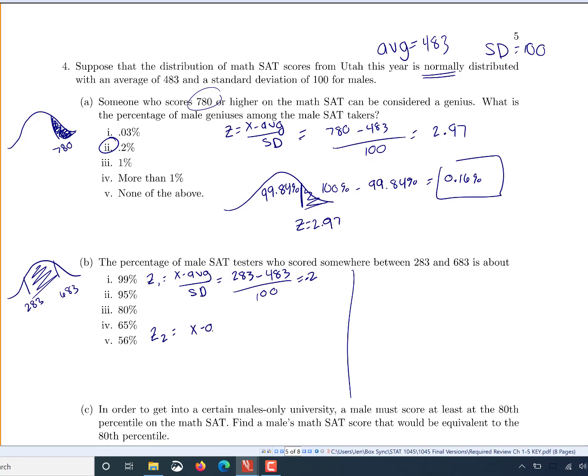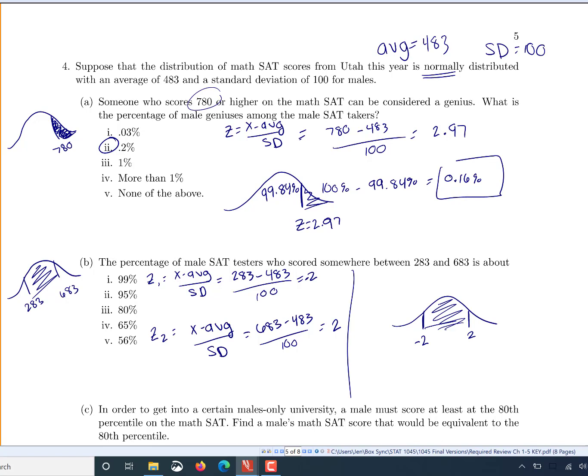Let's do our second one. Again, X minus average over SD. So my second number I'm interested in is 683. So 683 minus 483 over 100 gives me +2. So now I have this picture. Here's Z equals +2. Here's Z equals -2, and I want the area in between.